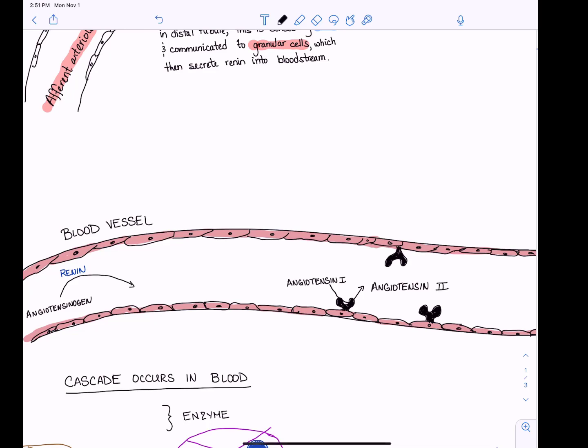So ACE receptors/enzymes are prevalent in the bloodstream around the lungs. And they will grab angiotensin I as it goes past and convert it into angiotensin II. This concludes our brief lecture in the renin-angiotensin-aldosterone pathway.